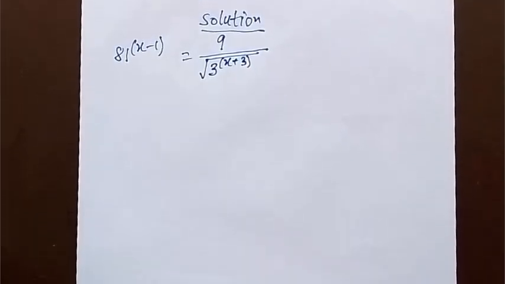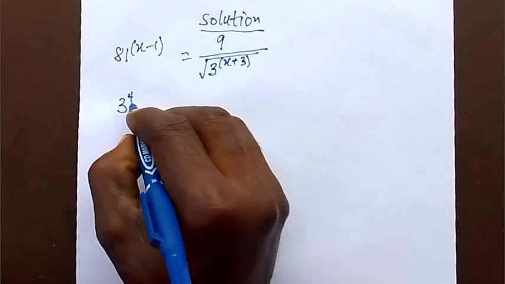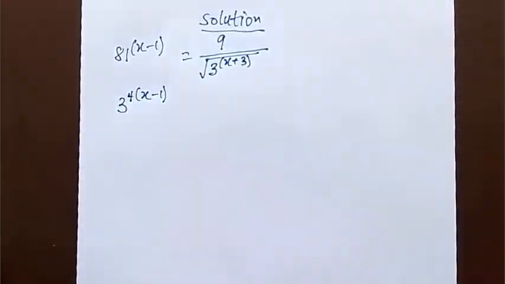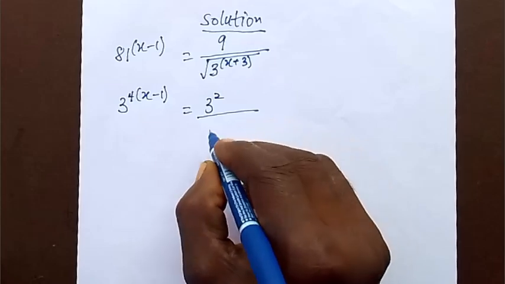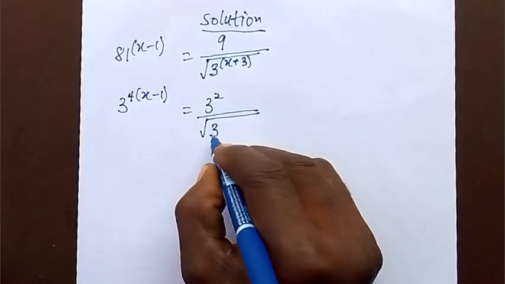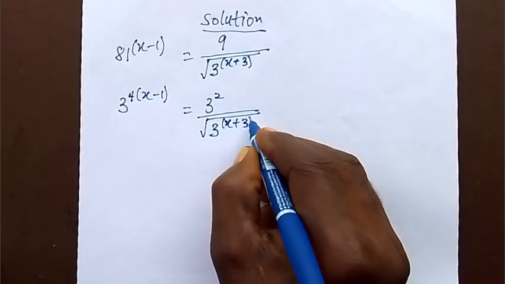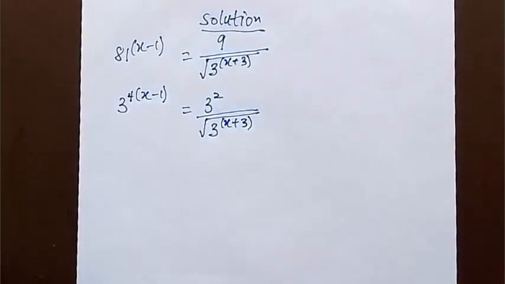From here, we're going to simplify this. We break down 81, we break down 9. Writing 81 in index form will give us 3 raised to the power 4, raised to the power x minus 1, equal to 9 as an index number, which gives us 3 raised to the power 2, all over the root of 3 raised to the power x plus 3. From this, I can do away with the root sign over here.